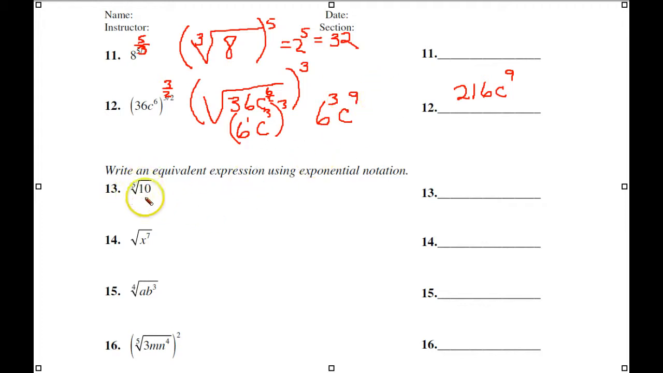Okay, now they have it in radical form. They want us to put it in fractional exponential notation. So our base then is the radicand, 10, and there's a 1 there, and this 1 goes in the numerator, and the index number goes in our denominator.